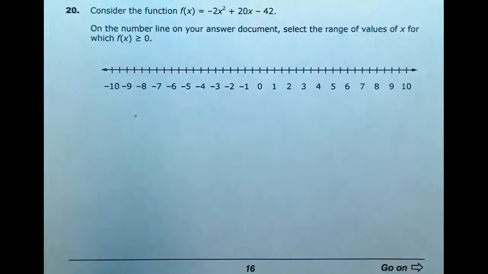Number 20. Consider the function f of x equals negative 2x squared plus 20x minus 42. On the number line on your answer document, select the range of values of x for which f of x is greater than or equal to 0. So there's a couple of ways we could do this.